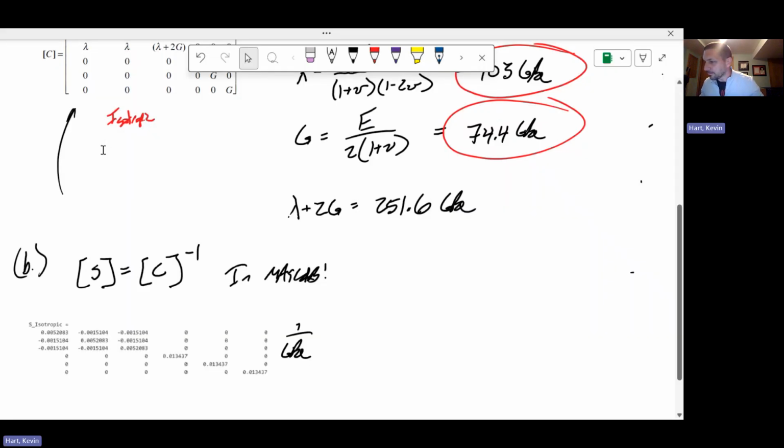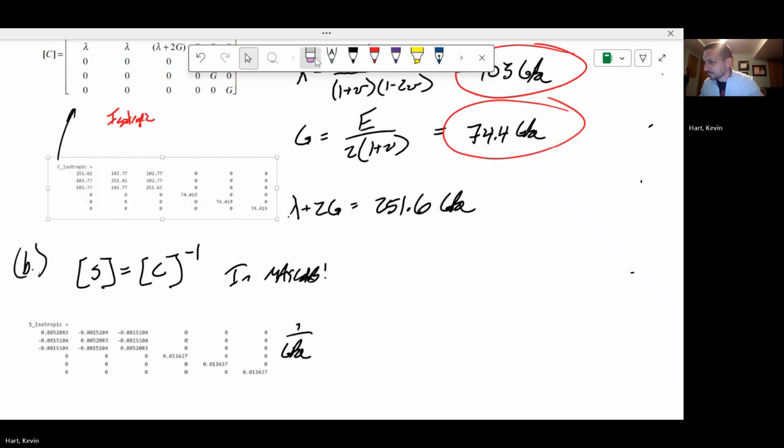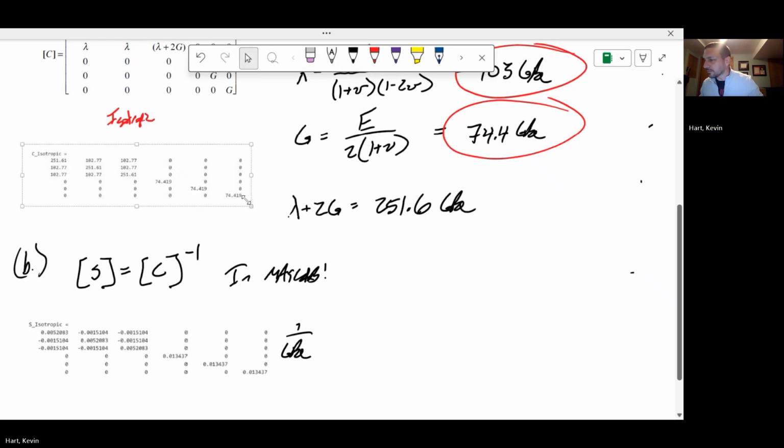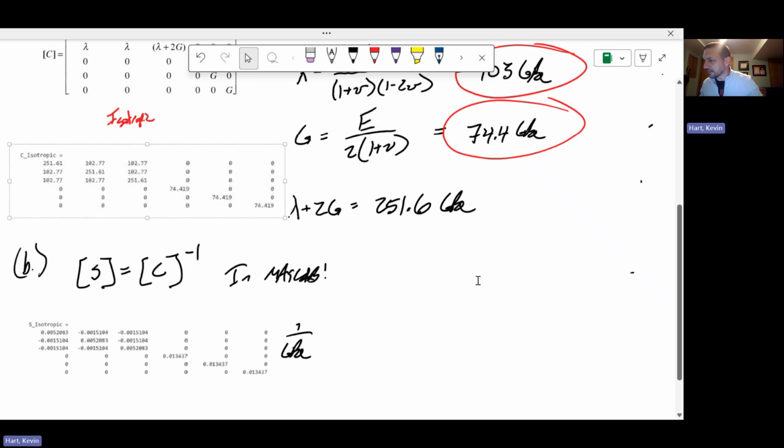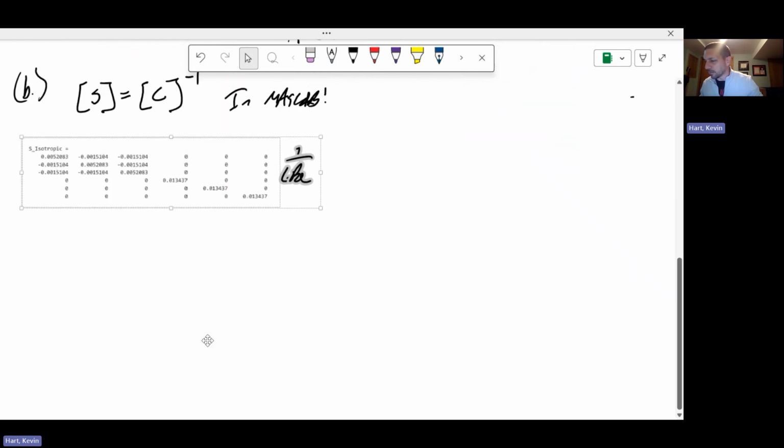So for part A, that's the correct answer. There you go. That's the stiffness matrix for part A. You invert that and you get this, which is the compliance matrix for part B.